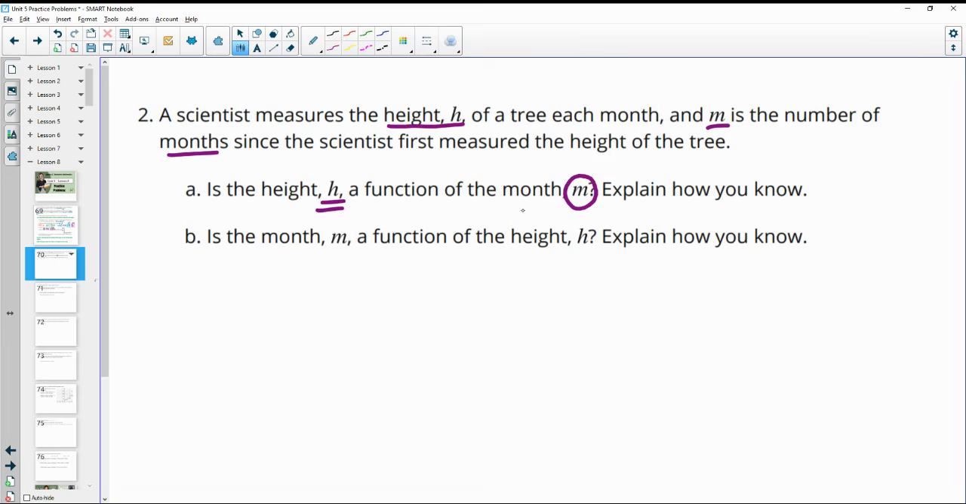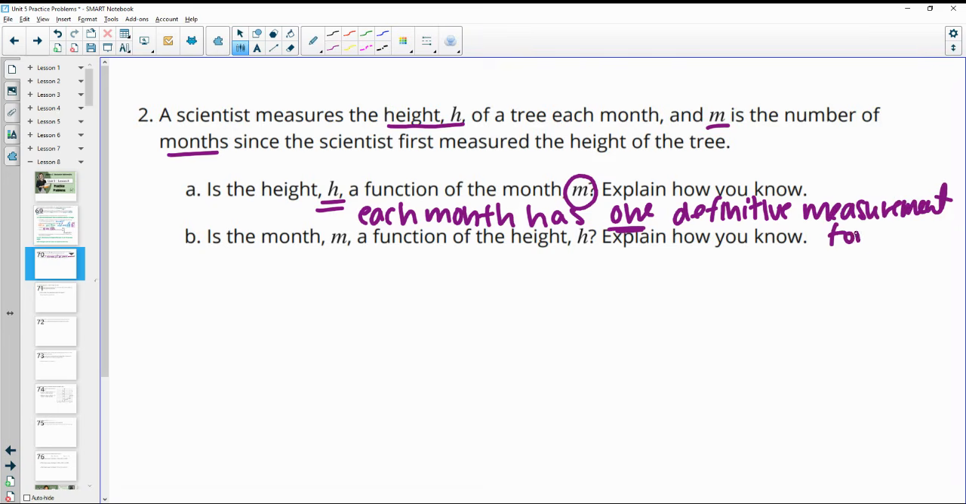And that would be yes, because each month has one definitive measurement for the height. So if we look at January and we look at the height, there's a height. February, there's a height. March, there's a height. There's not just going to be two different heights for the same month.